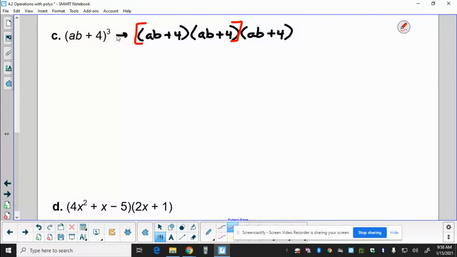All right, let's go ahead and try this. Let's multiply these two together. That would be a squared b squared, wouldn't it? Next part, ab times 4 would be 4ab. Do this. That's also 4ab. And then finally, 4 times 4 is 16.